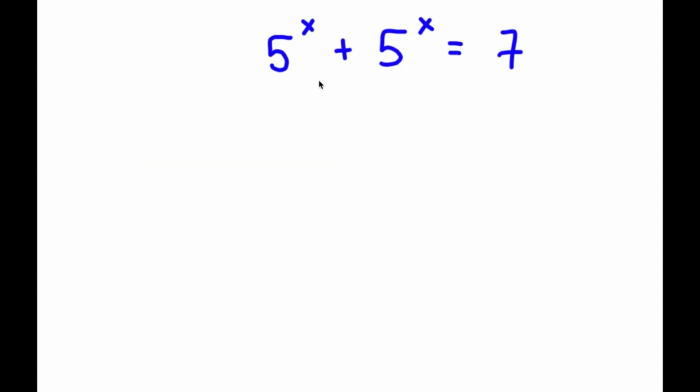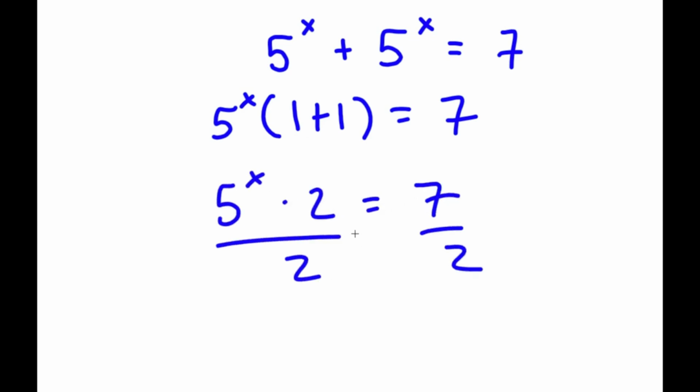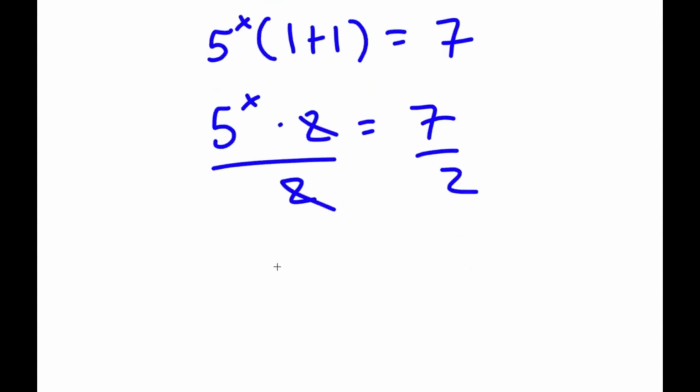Alright, so in this problem, I have 5 to the power of x plus 5 to the power of x is equal to 7. So the first thing I'm going to do is factor out 5 to the power of x from my left-hand side. So now I have 5 to the power of x times 1 plus 1 is equal to 7. 1 plus 1 is 2, so I have 5 to the power of x times 2 is equal to 7. Now I can divide both sides by 2. So I get 5 to the power of x is equal to 7 over 2.